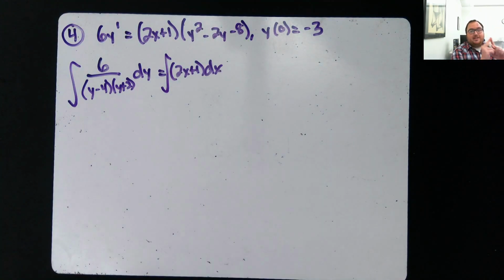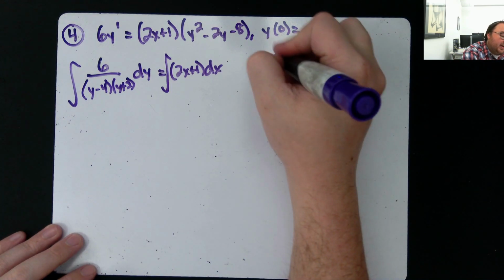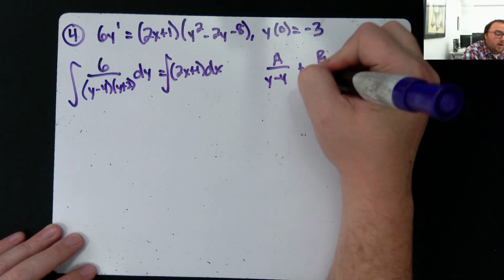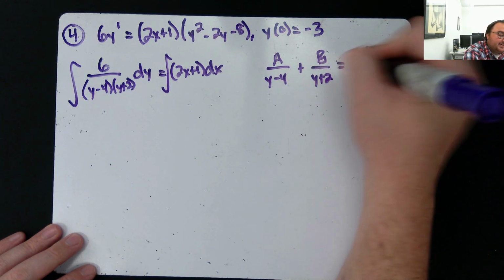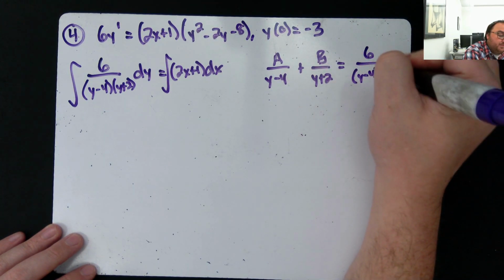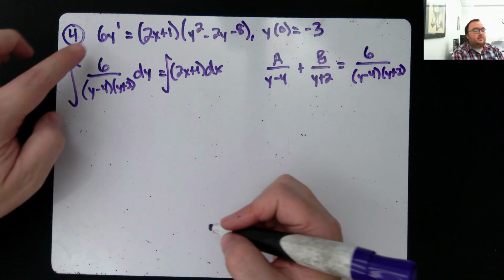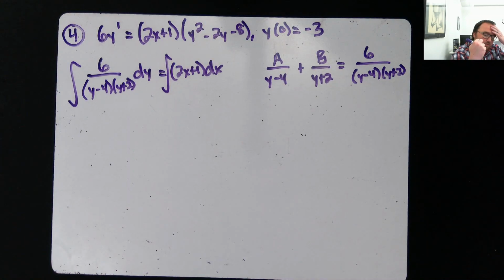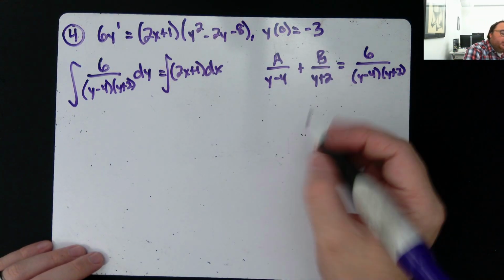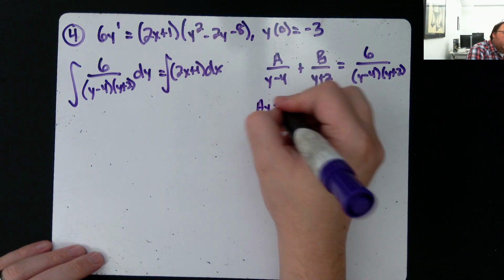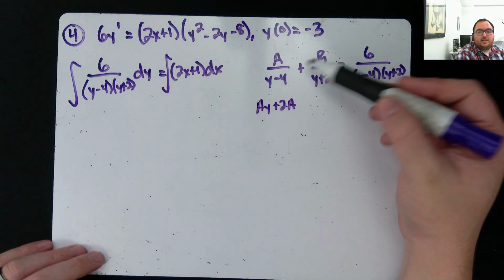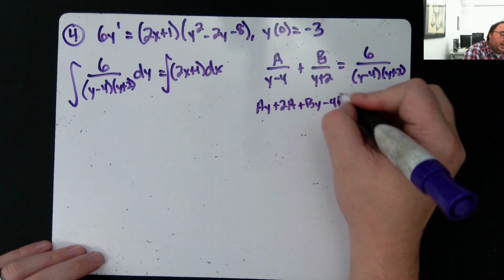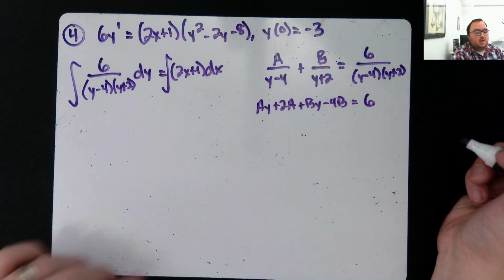This one again, I'm going to need to split it up, right? Something over y minus 4 plus something over y plus 2 is going to be 6 over that. Had you moved 6 over here, it would be a 1 here, but again, that doesn't matter. A times y plus 2, so ay plus 2a. B times y minus 4, so that's going to be plus by minus 4b, has to be equal to 6.